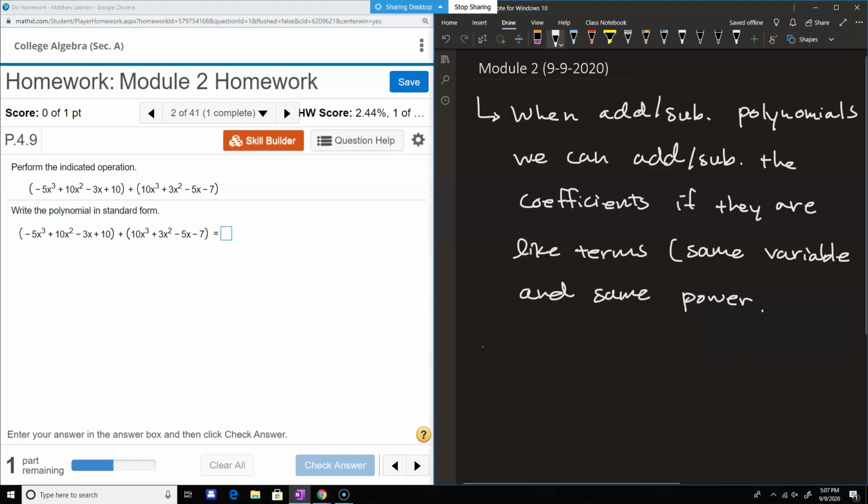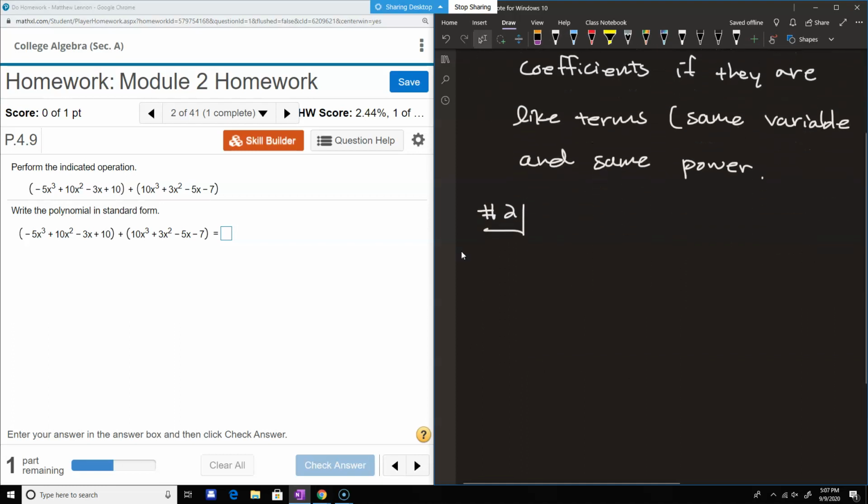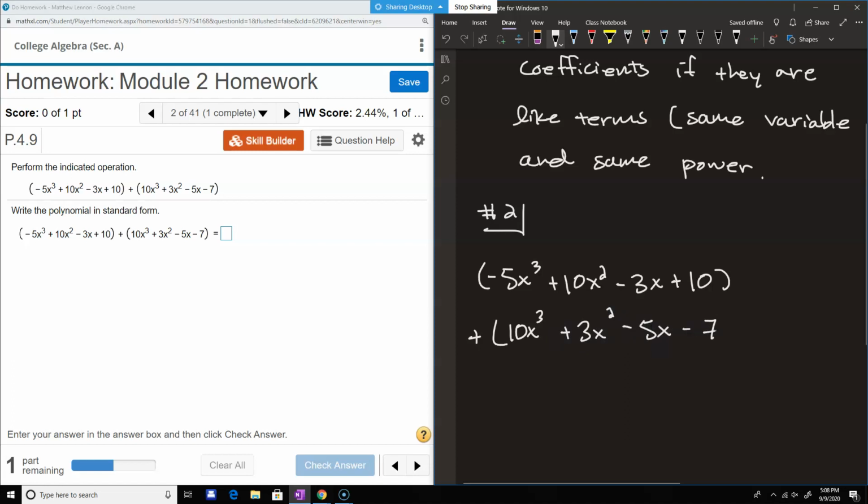So for this number 2 example here, on my screen, what do we have? We have minus 5x cubed plus 10x squared minus 3x plus 10. And then sometimes it's even easier to just line them up vertically because you can just match up all the like terms term by term. And if they are missing one of the terms, you can just put a 0 there as a placeholder. This one, there's no missing terms, so you don't have to worry about that.